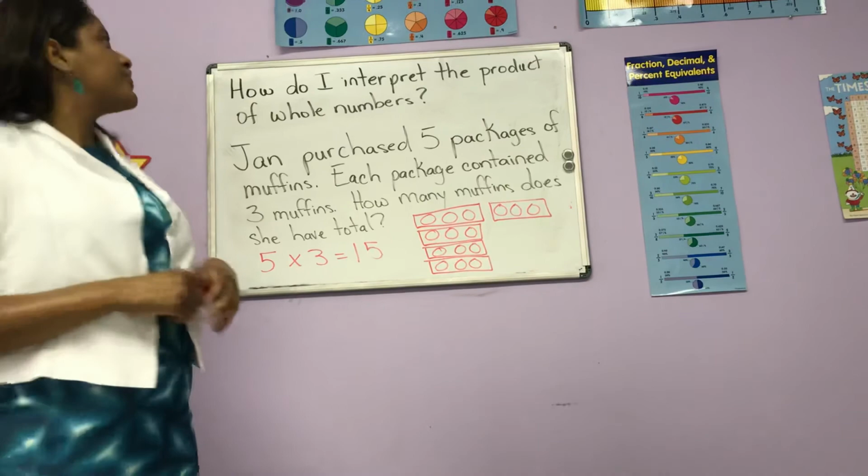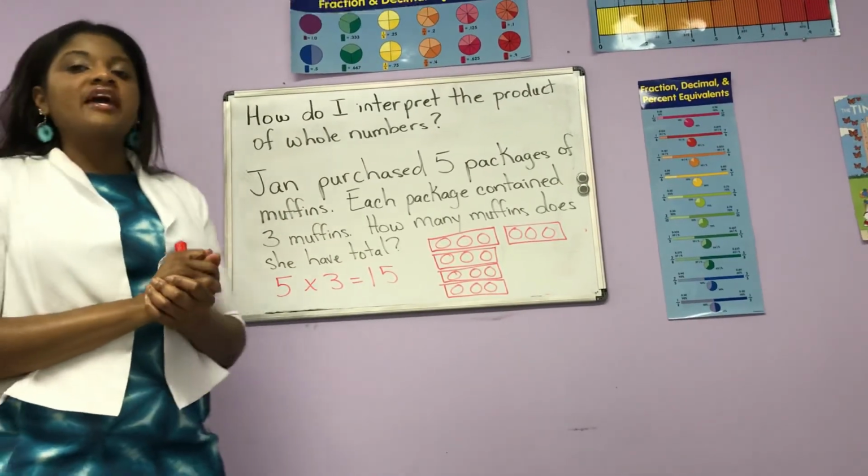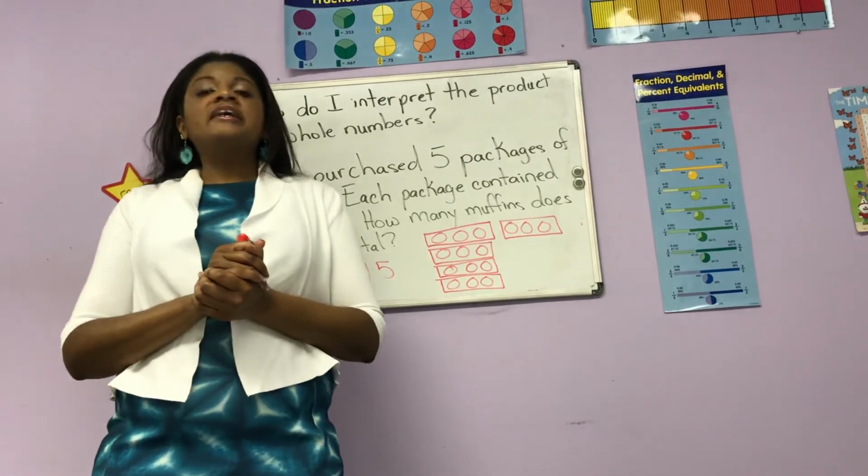All right, so today we learned how to interpret the product of whole numbers. We learned that the product is the answer to the multiplication problem, and it tells us the total.